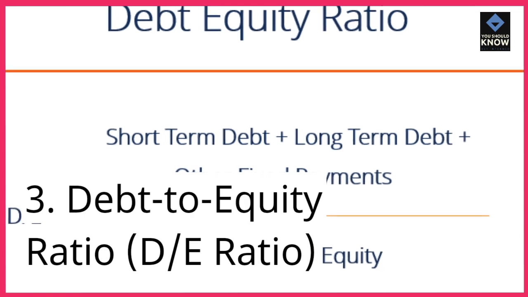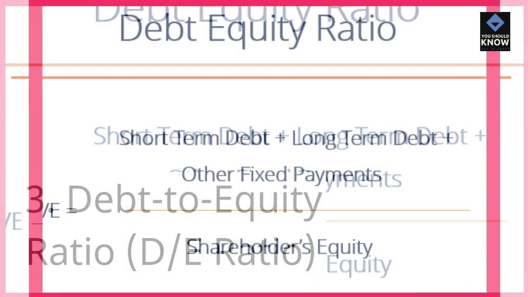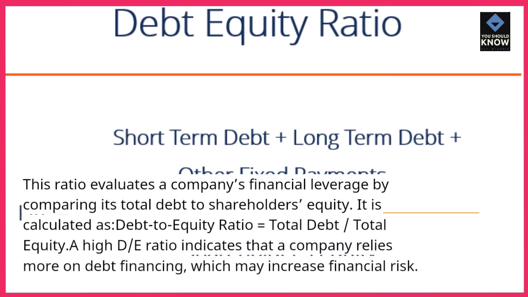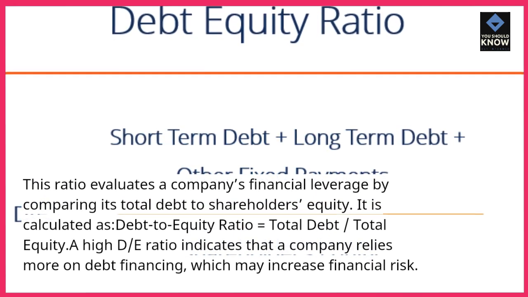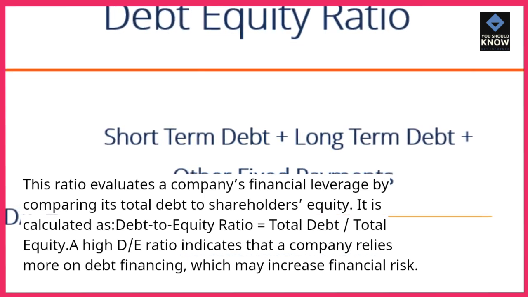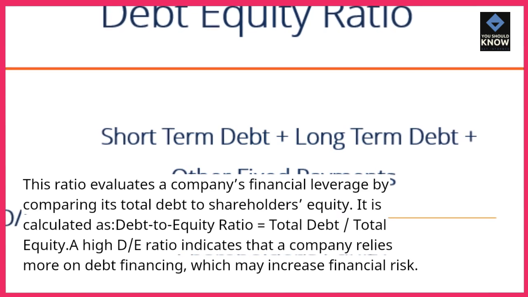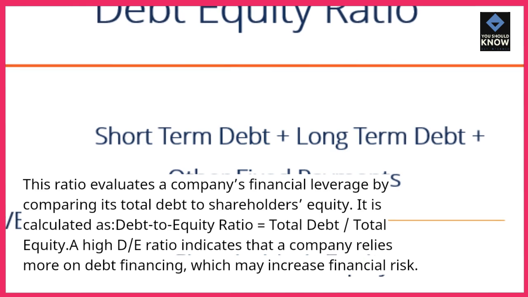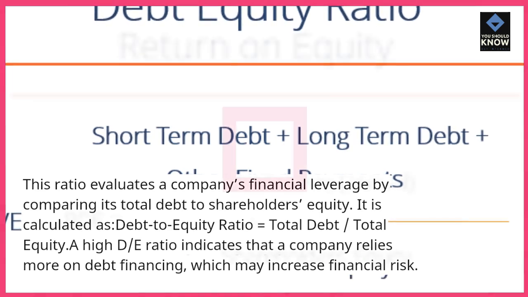3. Debt-to-equity ratio, or D/E ratio. This ratio evaluates a company's financial leverage by comparing its total debt to shareholders' equity. It is calculated as debt-to-equity ratio equals total debt divided by total equity. A high D/E ratio indicates that a company relies more on debt financing, which may increase financial risk.